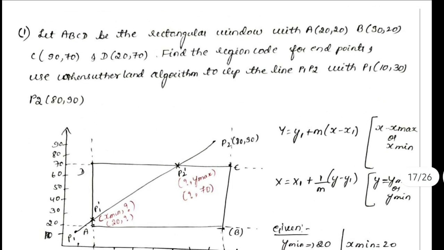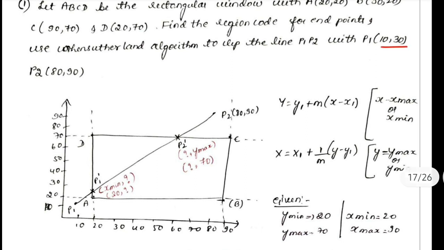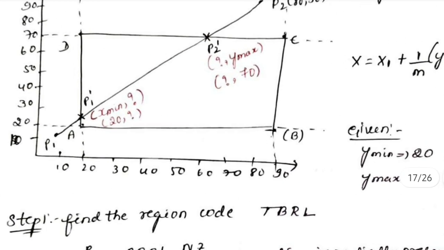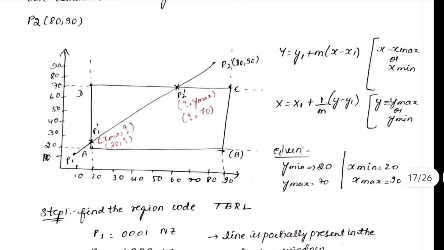Actually it's not drawn properly, because 1030 is given here and it should actually be here. So the picture will actually be like this. That's all right, it doesn't make a difference. We just have to know the working of it, right? So this much is understood. Now we will find out the region codes.